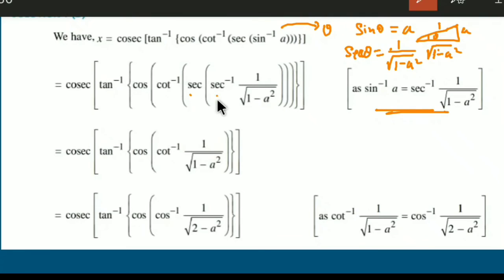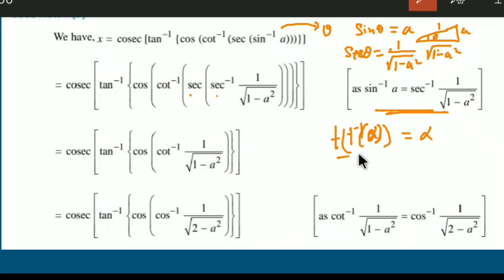Now sec of sec inverse is the same. Sec of sec inverse theta. For any trigonometric function, you can use this directly: if you write alpha, then t of t inverse alpha is simply alpha. So sec of sec inverse alpha is alpha. And now once again cos of cot inverse.